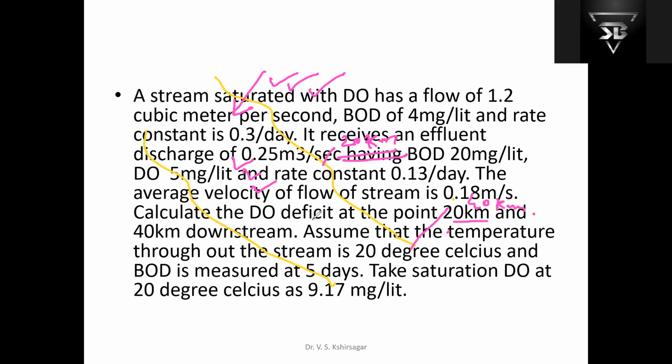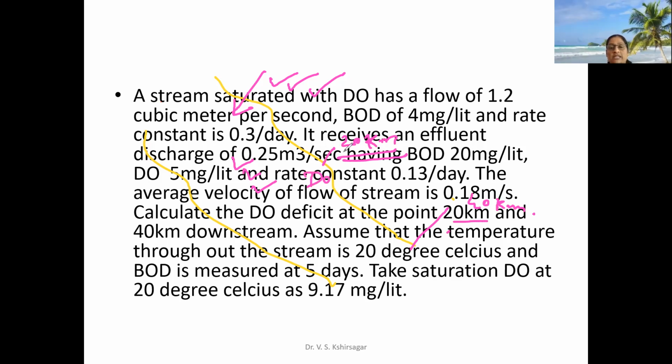What is asked? Calculate the DO deficit, meaning what will be the level of DO at 20 kilometer and what will be the level of DO at 40 kilometer, meaning what kind of graph will be observed, like this, or here will be less or more. That kind of graph you are supposed to find out for these two distances, 20 kilometer and 40 kilometer. These two coordinates are given to you to find out the oxygen sag analysis of that particular stream with these properties. And the saturation level of dissolved oxygen is mentioned already. As I told you, if it is not mentioned and the temperature is 20 degrees Celsius, you can directly take 9.17 milligram per liter as the saturation level.